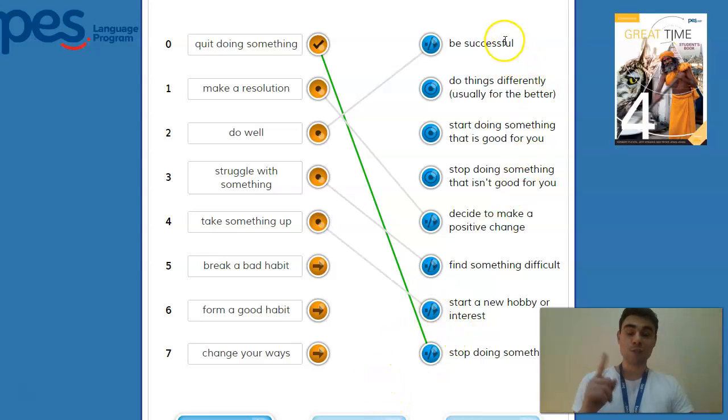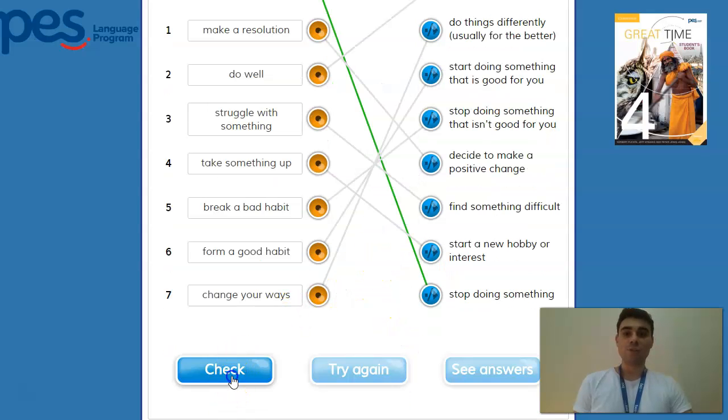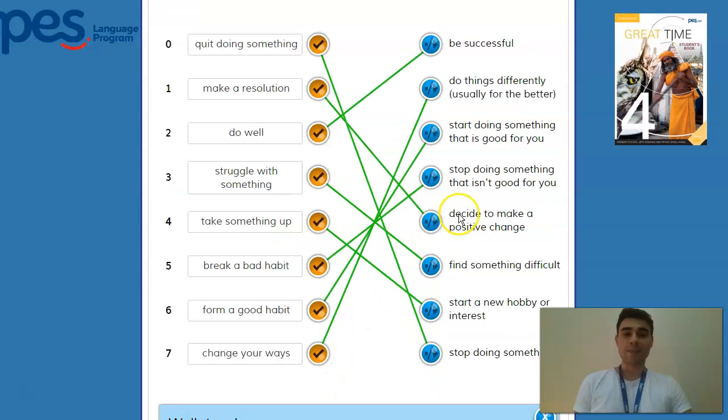Remember, it's very important to read all the options before, okay? Now, to break a bad habit, to stop doing something that isn't good for you. To form a good habit, yes, this is to start doing something that is good for you. And to change your ways is to do things differently, right? Let's check our answers. Nice, yes.